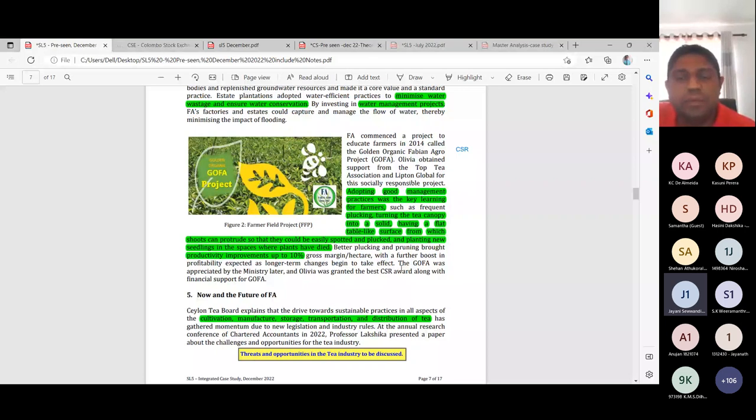Better plucking and pruning brought productivity improvement of up to 10% gross margin per hectare. So productivity was improved. That was one of the issues they faced, no? It was improved with these new practices, with a further boost probably expected as long-term changes begin to take effect. The GOFA was appreciated by the ministry later, and Olivia was granted the best CSR award along with financial support for GOFA. Key information, see, best CSR award.